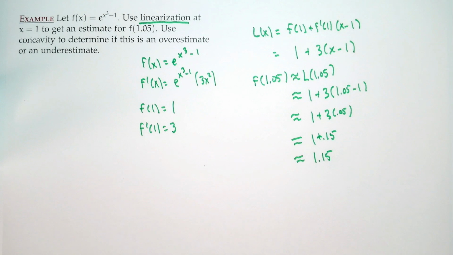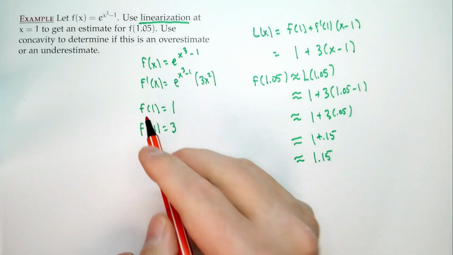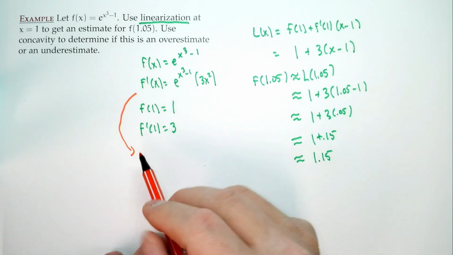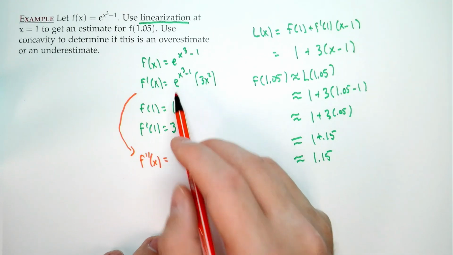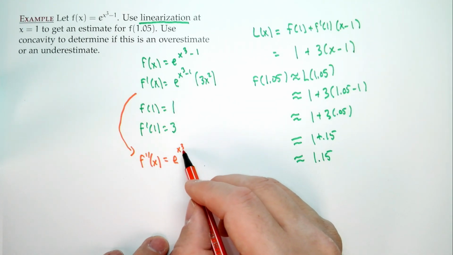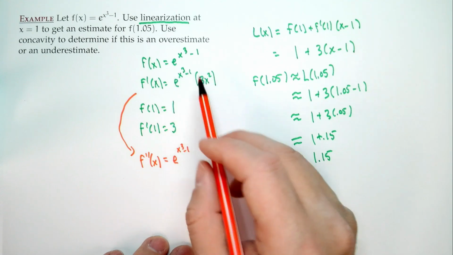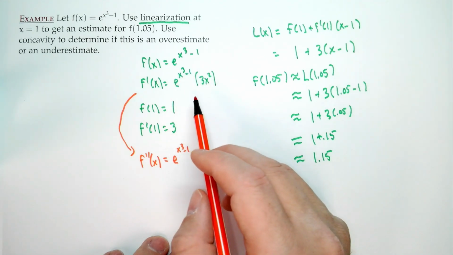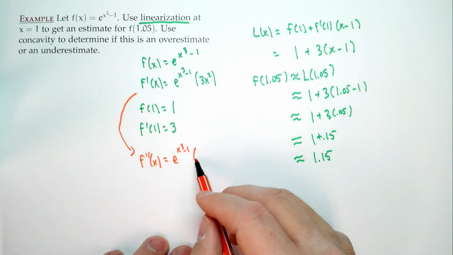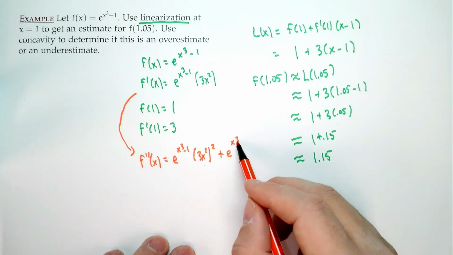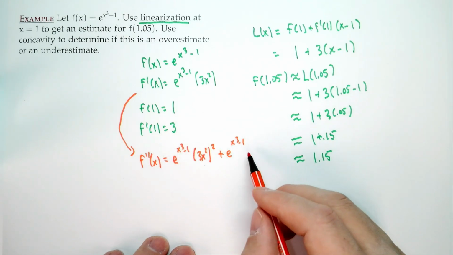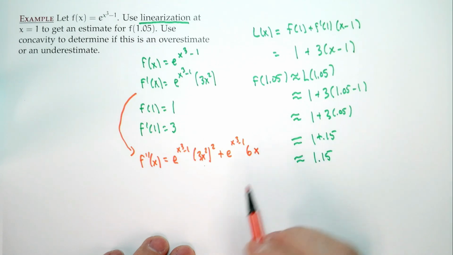Now there's a second sentence. It says use concavity to determine if this is an overestimate or an underestimate. So if I'm going to do concavity, I better take the second derivative. So f double prime of x, we're going to do the product rule, the derivative of the first, that'd be e to the x cubed minus 1, then times the derivative of the x cubed minus 1, which is 3x squared. That gives us the second 3x squared, so we get 3x squared squared plus e to the x cubed minus 1 times the derivative of 3x squared, which is 6x.